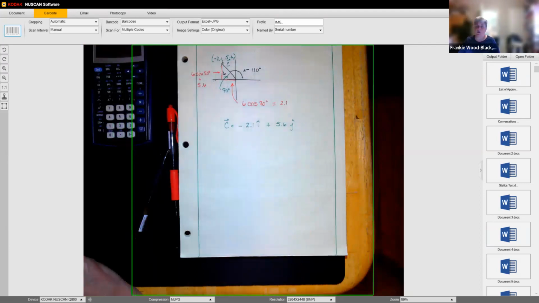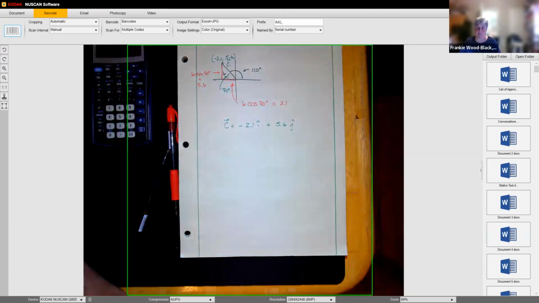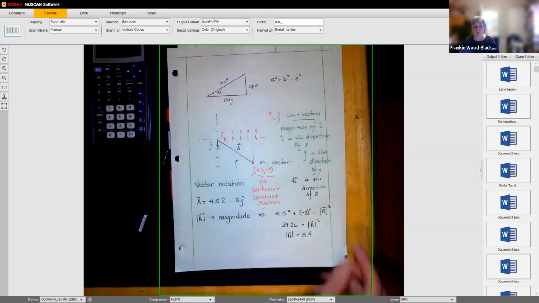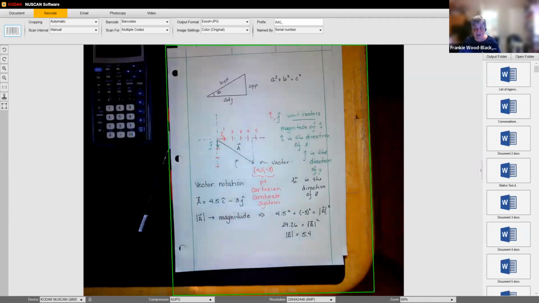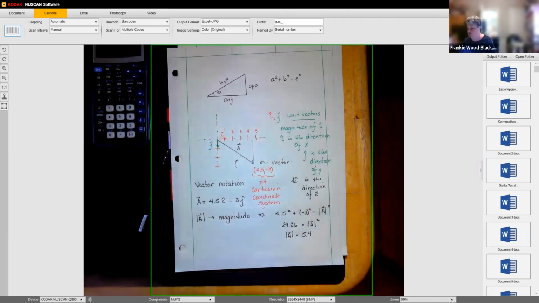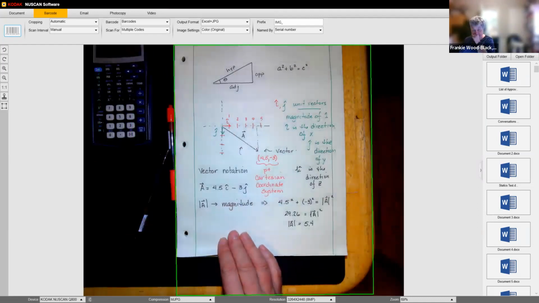And on Wednesday, when we get back together, we'll be using more of that vector notation, but I wanted to introduce that to you as you start working your homework to get your extra credit. You'll start to be able to see some of that notation where we're adding vectors together.